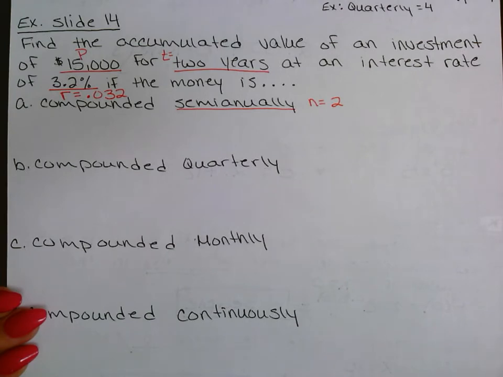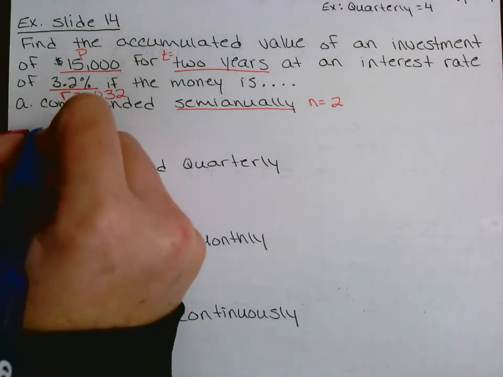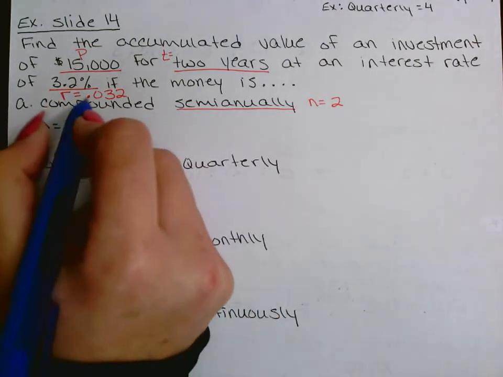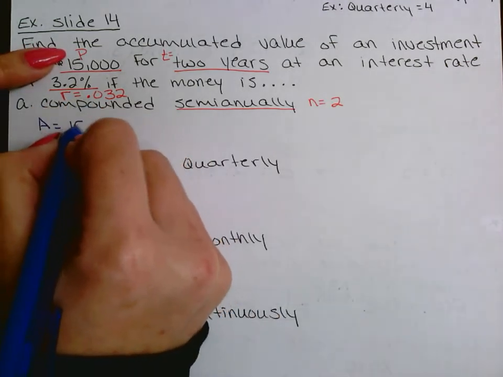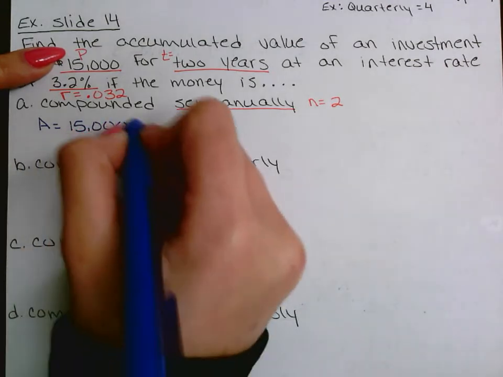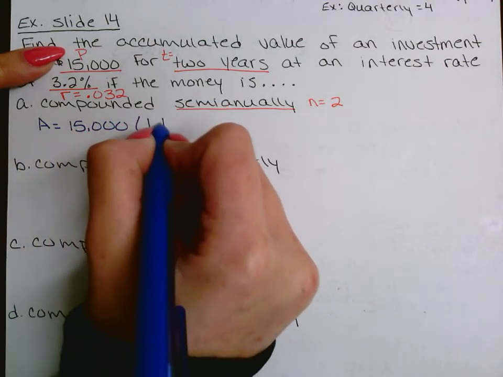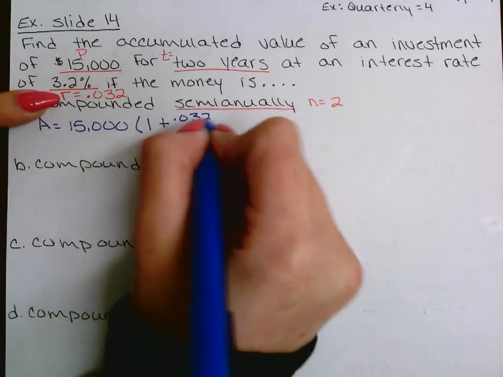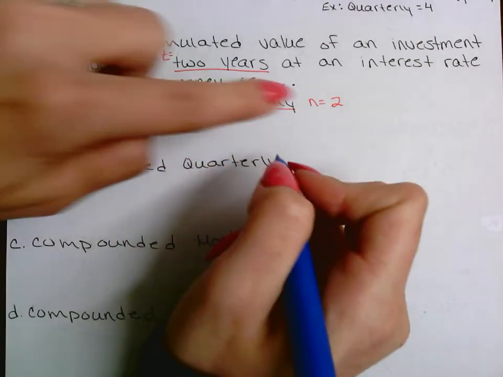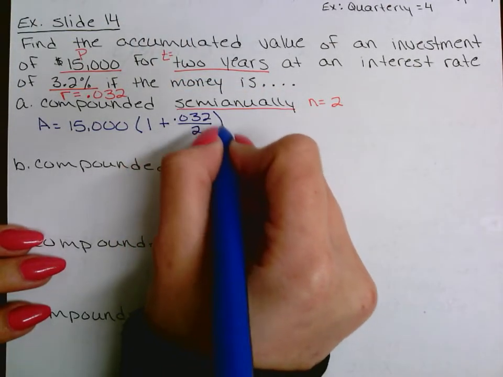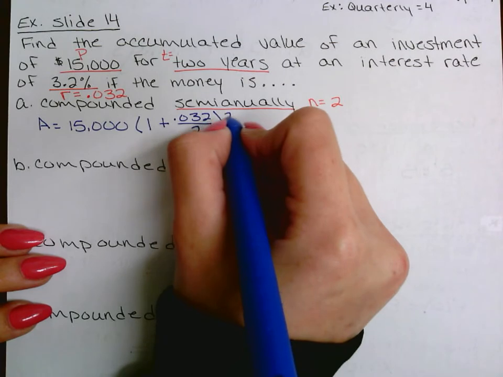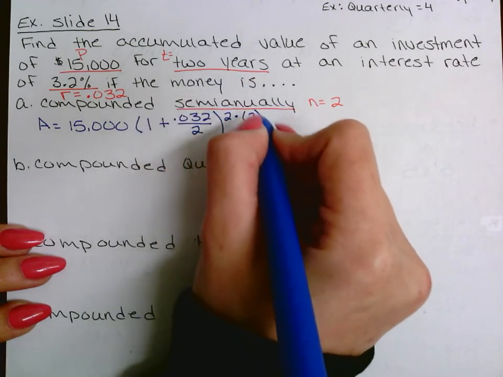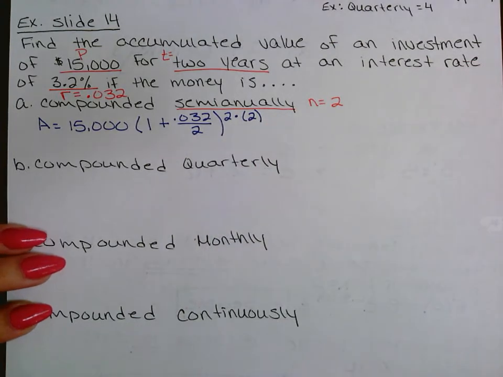Okay? So, my equation, we're going to set it up and then we're going to plug it in our calculator. It says my amount can be found by multiplying P, the initial amount, times 1 plus the rate divided by N, which is 2, raised to N, which is 2, times the years, which is also 2. We all see that setup?